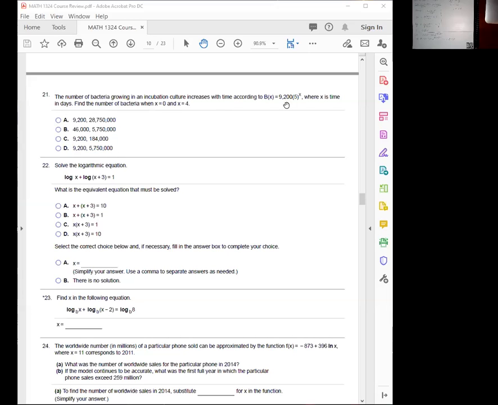The number of bacteria growing in an incubation culture is given by this function, where x is in days. Find the number of bacteria at x equals 0. Remember we said that the amount at 0 is represented by the number in front of the model. The 9200 is in front of the 5 to the x. That's how much you'll have to start with, so it has to be 9200. So it has to be A, right?